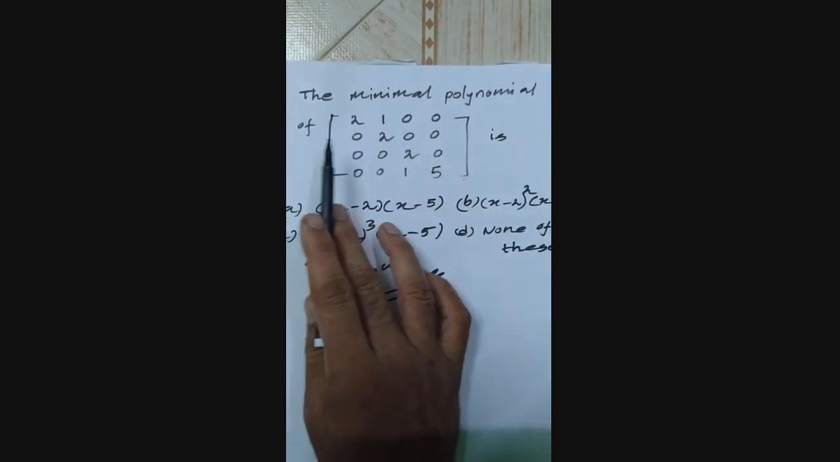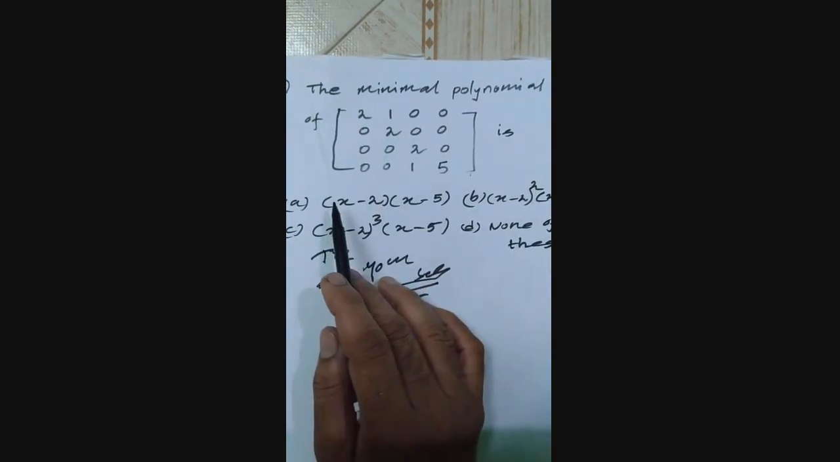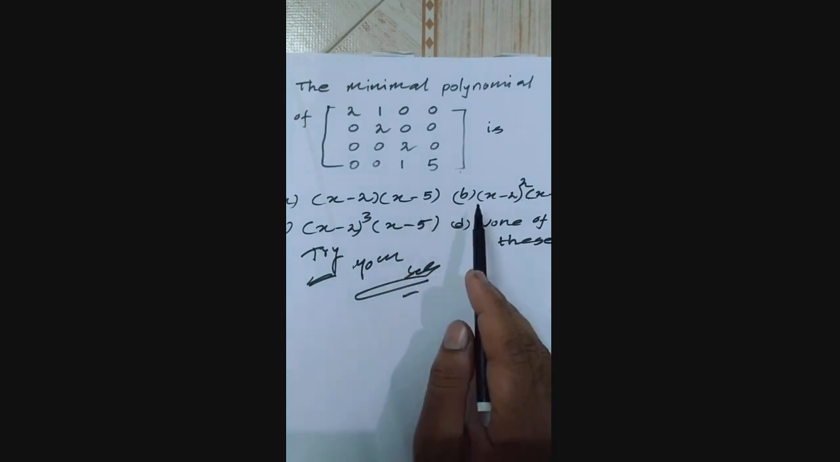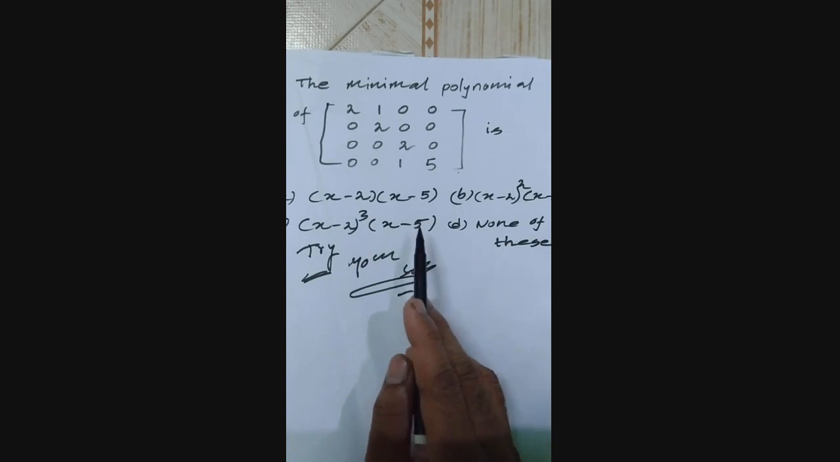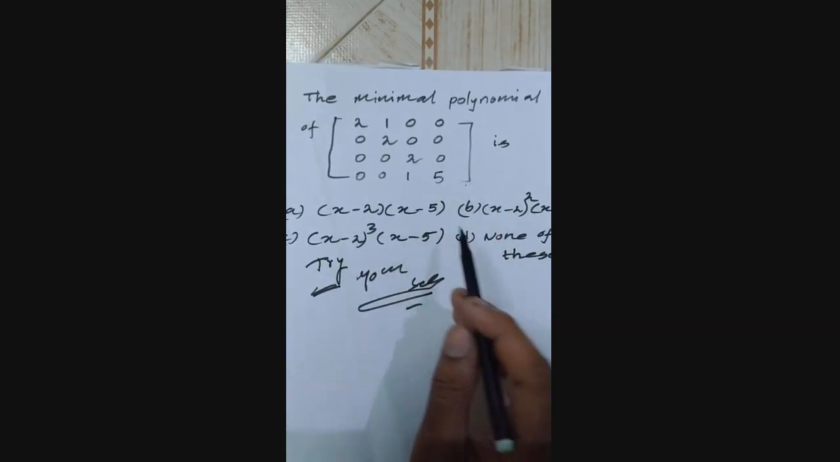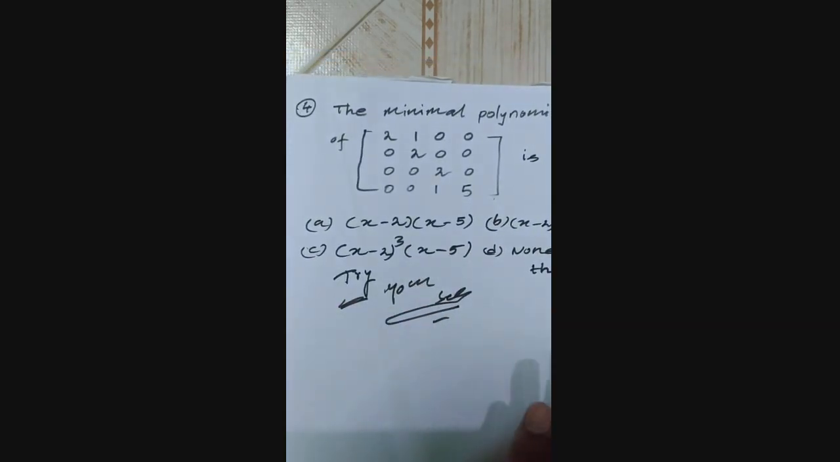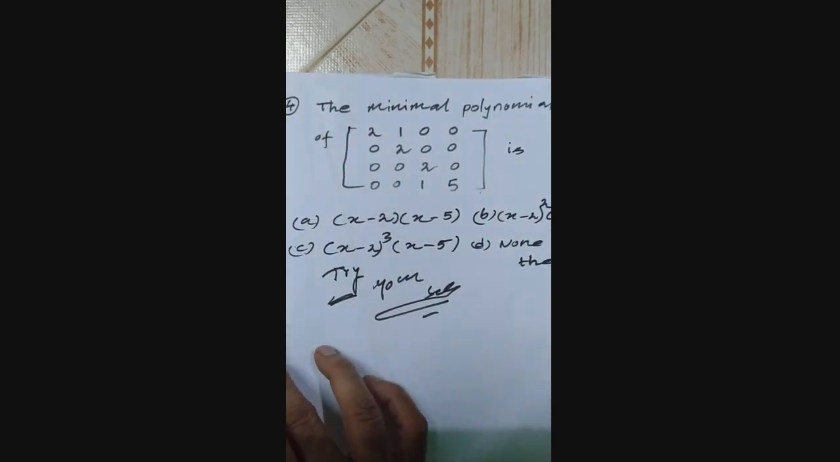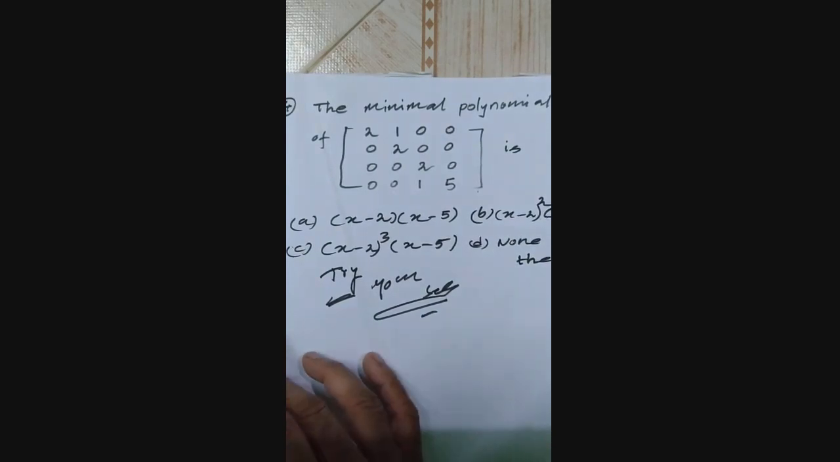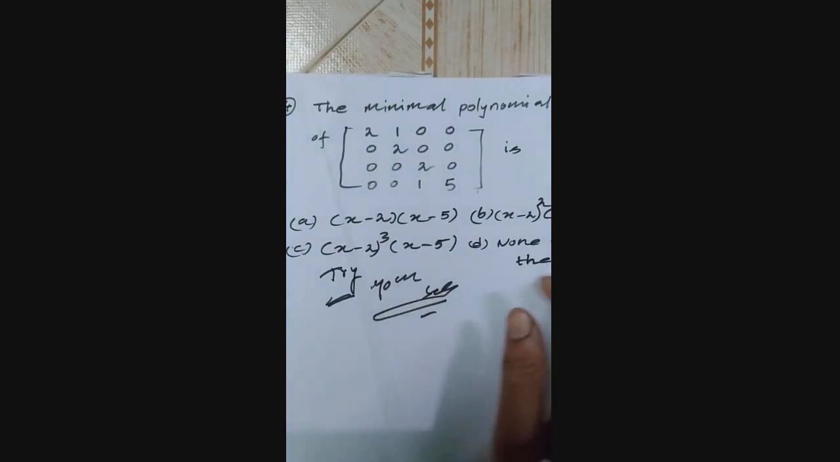The minimal polynomial of this matrix is: option A, x minus 2 times x minus 5; B, x minus 2 whole squared times x minus 5; C, x minus 2 whole cubed times x minus 5; or none of these. Please note this. These two problems, please try yourself, get the correct solution, choose the correct option, then send it in a comment.